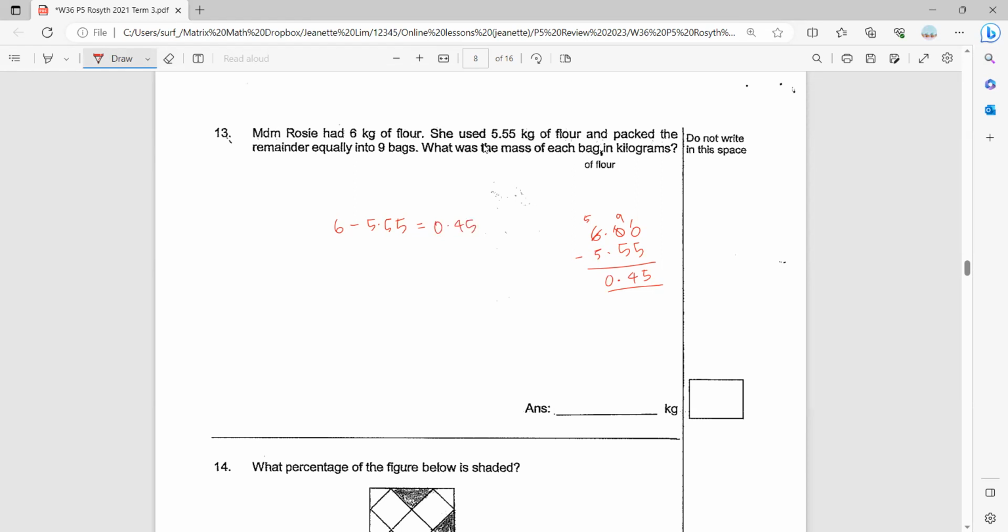She packed into 9 bags. We're supposed to find each bag, so we divide it by 9. Okay, this will be 0.05. Be careful, it's not 0.5. So if you do your long division to check, this is decimal, so this is nothing. 4 divided by 9 cannot, so 0. Okay, then 45 divided by 9, 5. So this is 0.05 kg.